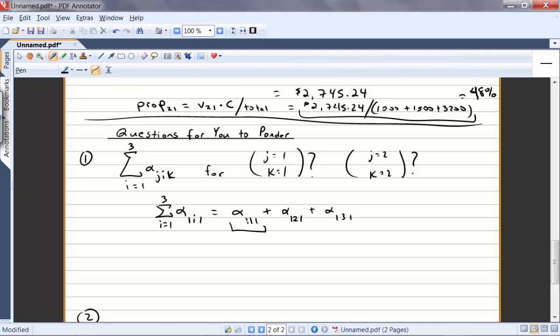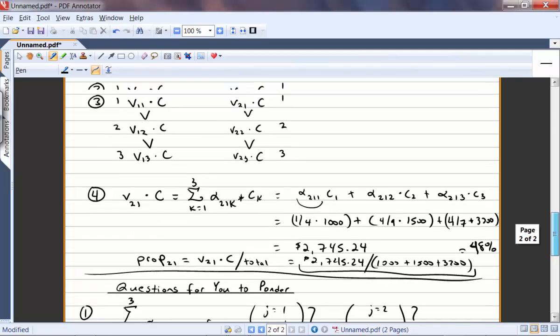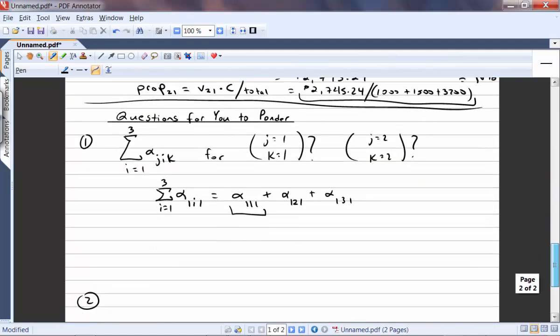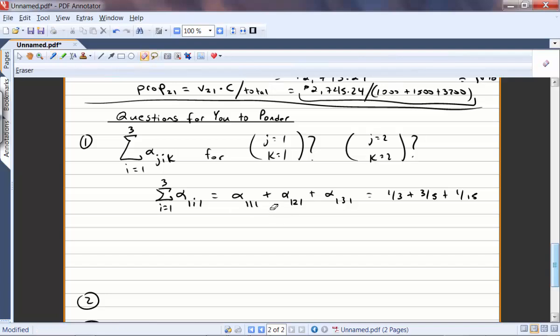Again, first alpha 1, 1, 1. First vector, that's the first subscript. The second subscript tells which cost object, first cost object. And then in that vector, the first element. So first vector, first cost object, first element, that's here. First vector, second cost object, first element, that's here. First vector, third cost object, first element, that's here. So alpha 1, 1, 1, alpha 1, 2, 1, and alpha 1, 3, 1, right here. 1/3 plus 3/5 plus 1/15. And you get some answer. I won't calculate it. I'll leave that to you.